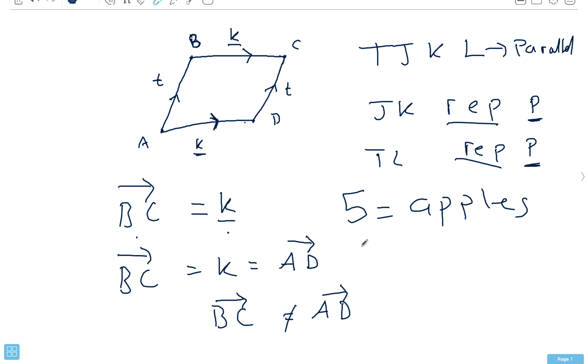The only way that this expression is ever true is if B is equal to A, which means that they have the same starting point, and C is equal to D, which means that they have the same ending point, which essentially means they are the same bound vector. And this is a parallelogram.